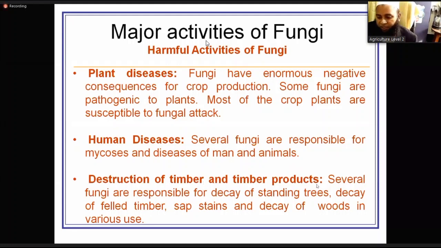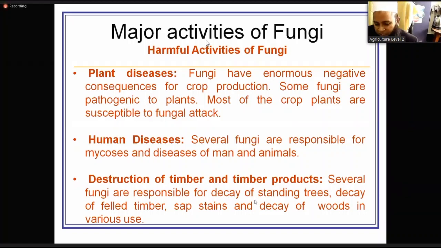Destruction of timber and timber products. This is another important cause. Actually, many fungi are responsible for decay of standing trees, decay of felled timber, sap stain, and decay of wood in various use. So if you have furniture in your home and you do not take care of it, after a few months or a few years you can see some decay, maybe small decay, or the stain or color of the furniture becomes bleached. Why does it happen? Because many tiny microorganisms, tiny fungi, grow there, and they cause harm. They make decay on the timber, on the furniture.